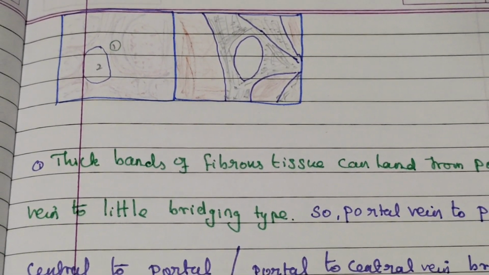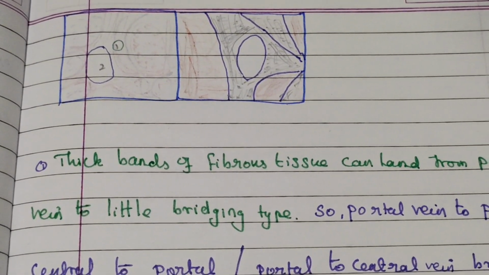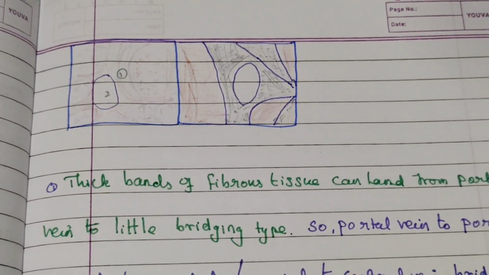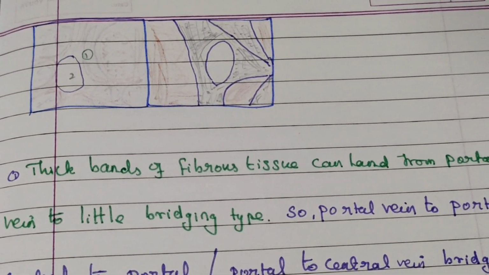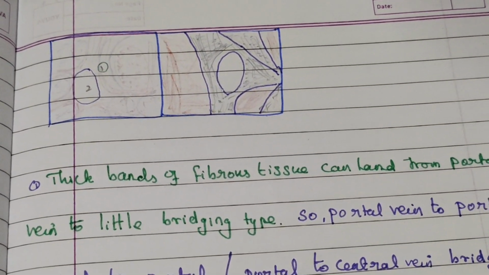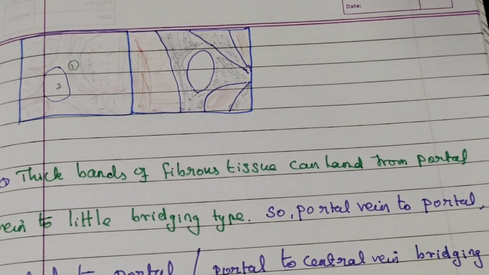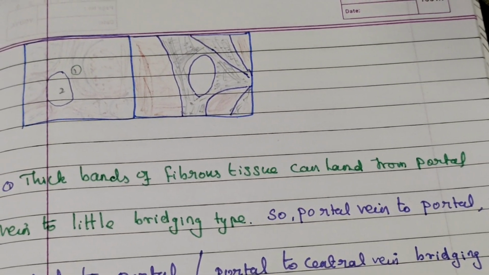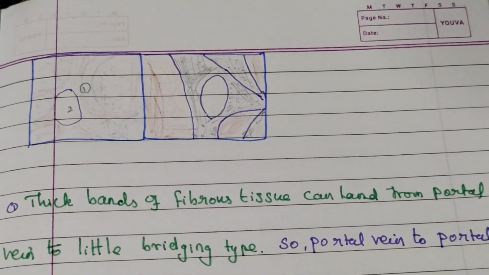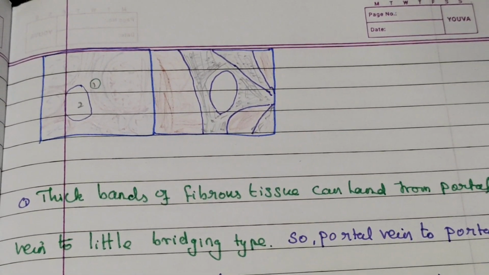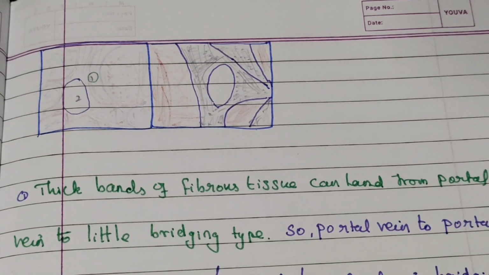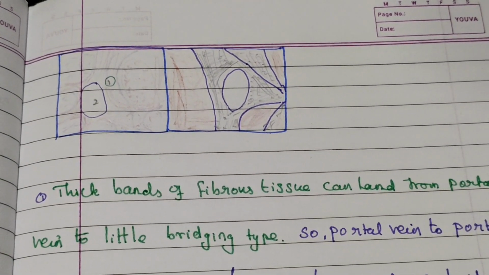Now coming to histology, we find a thick band, like this thick band in the diagram attached, a thick band of fibrous tissue. This fibrous tissue forms a bridge type, from portal vein to portal vein, or central vein to portal vein, or portal to central. This is the type of bridging fibrosis.